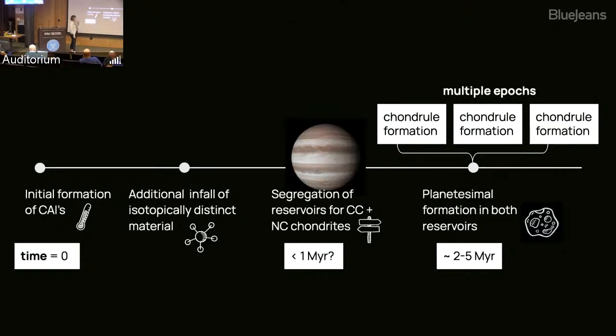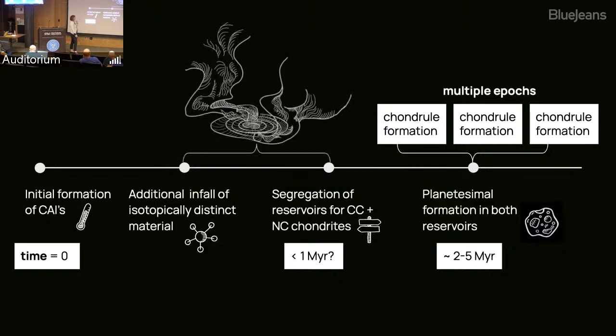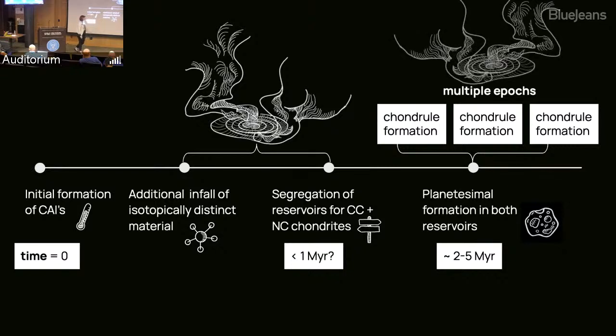Also, usually Jupiter is invoked for this segregation, but my personal opinion is that you can actually do both. If you drop a bunch of material, you create a pressure bump, and you segregate the reservoirs anyway. You can make a Jupiter, but you don't need it there. You get a 2-in-1 with this, as well as the fact that you've got your multiple epochs.